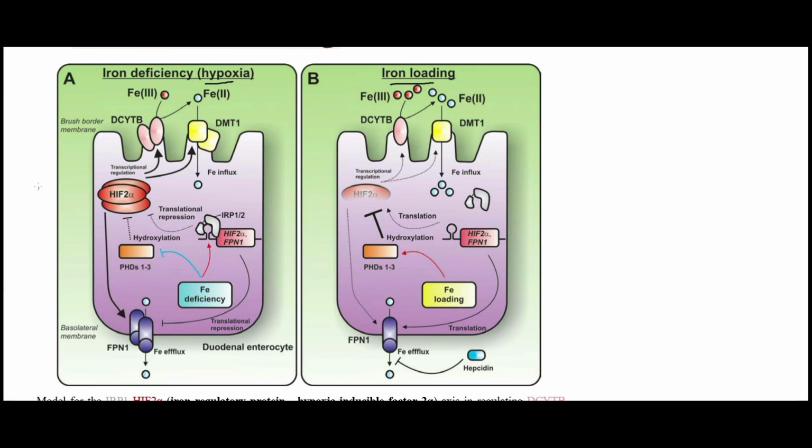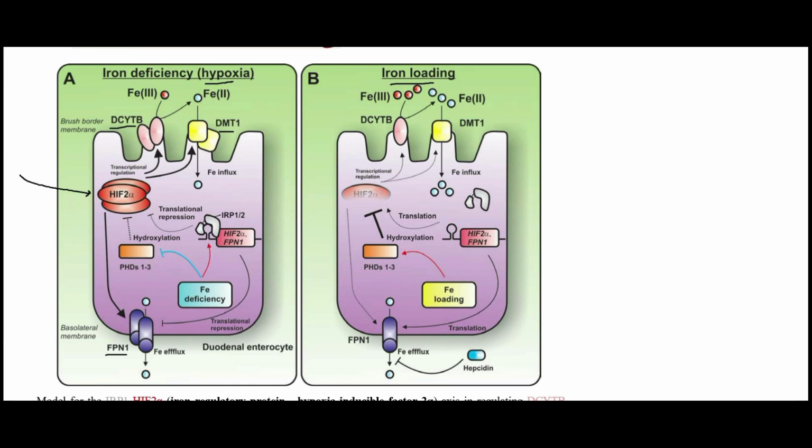So in iron deficiency, we actually have these HIF2 alpha here, which are transcription factors, and so they actually bind to the DNA in the nucleus and increase, well, it upregulates the expression of the DCYTB, the DMT1, and the FPN1. And so these HIF2 alphas are sort of sensing that we have an iron deficiency, and so it upregulates those in order to try and get more iron into the cell.